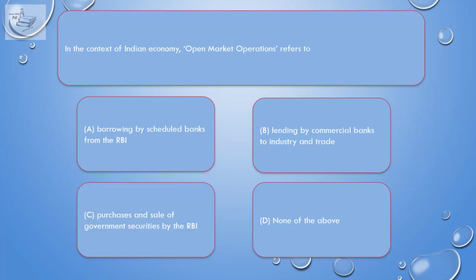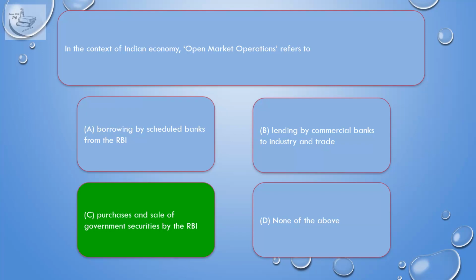Question: in the context of Indian economy, open market operations refers to A. Borrowing by scheduled banks from the RBI. B. Lending by commercial banks to industry and trade. C. Purchases and sale of government securities by the RBI. D. None of the above. Correct answer is C. Purchases and sale of government securities by the RBI.